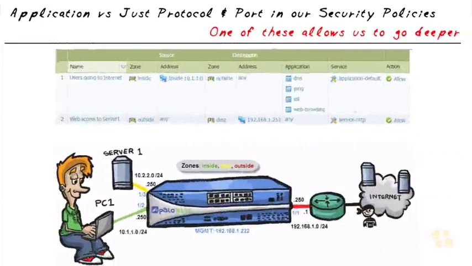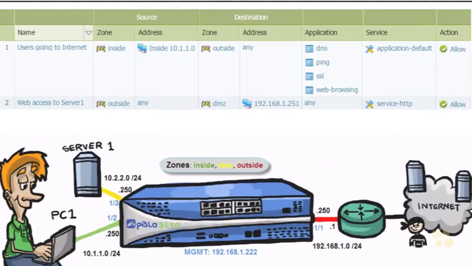So let's do a recap. In a security policy regarding permissions, we can do it based on application, which is the best and preferred way of doing it, because it gives the firewall a chance to do deeper inspections. We can set up additional controls based on the content in the packets, or we can do it based on just protocol and port, at which point we'd be using services and service groups to identify the protocols and ports that we want to allow.